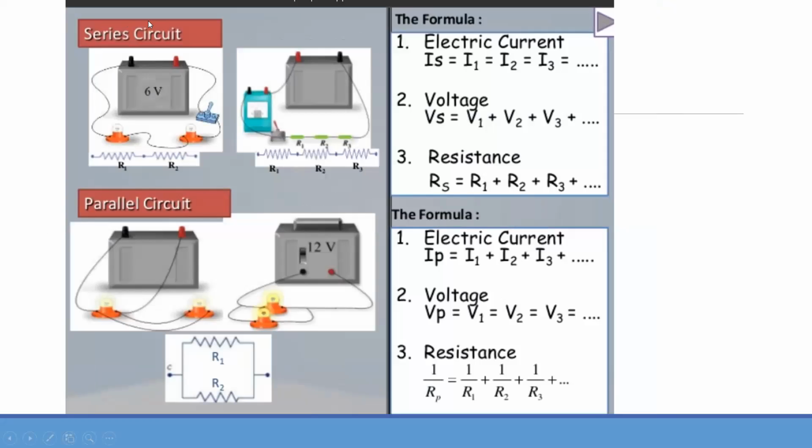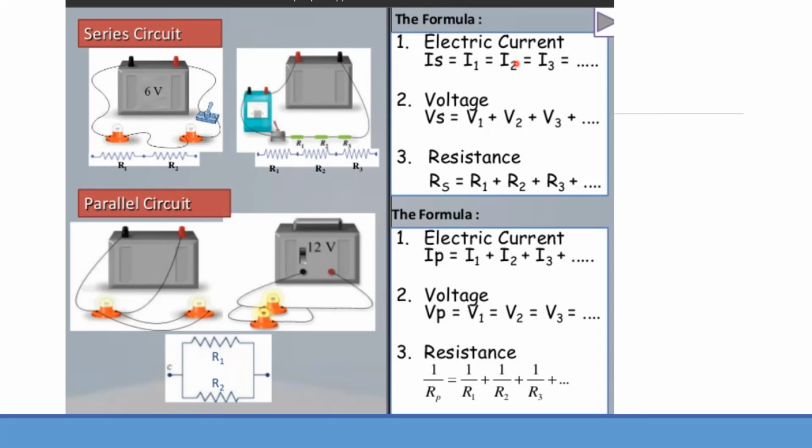So let's summarize here. This is the series circuit. Here we have two lamps connected in series. So how do we draw it? We draw it like this: R1, R2, and R3. Now, in the series circuit, the electric current will be the same, as I told you. So I total, the total current, is equal to I1, or I2, or I3, or I4, and so on. The current is the same at any point.